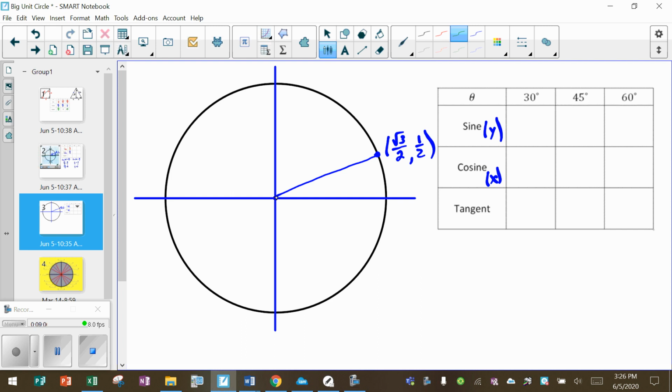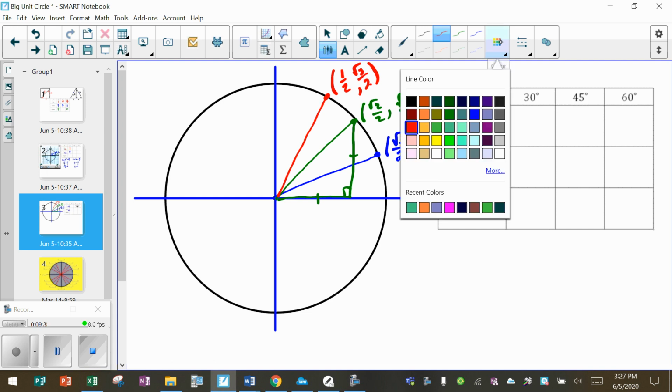At 45 degrees, because we would drop an altitude or a height that is equal to the base, they would both be the same value, radical 2 over 2, as we discussed on the first page. And when we get to 60 degrees, just like in the table, the coordinates from 30 degrees swap.